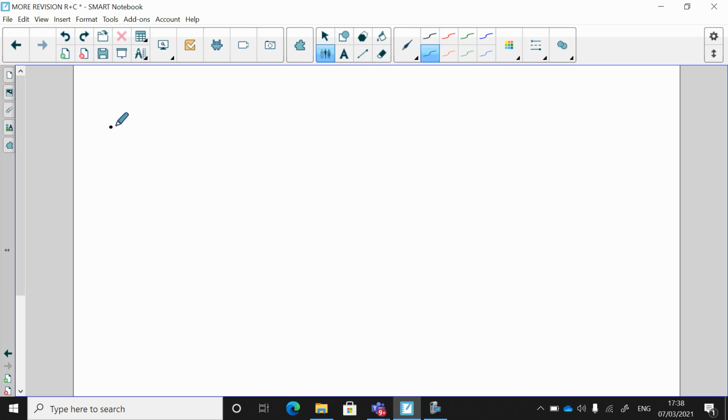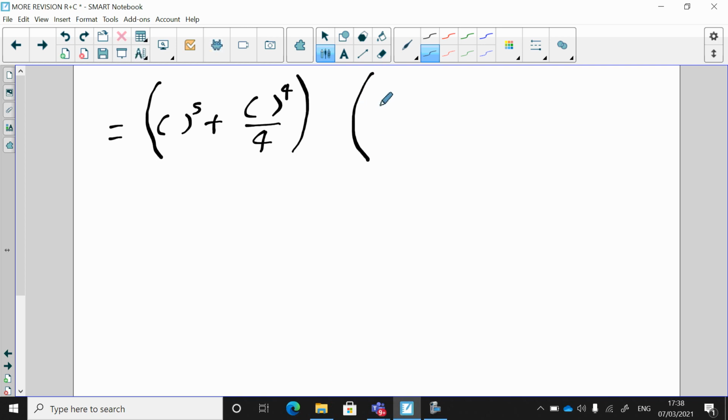So, what did I have there? Add x to the 5. Okay, so I'm going to put that down there, and add x to the 4 all over 4. That's in there. Right, so that's what I'm saying. This is a cut and paste job here. Just make sure they're exactly the same. So the only thing we're removing here is x.